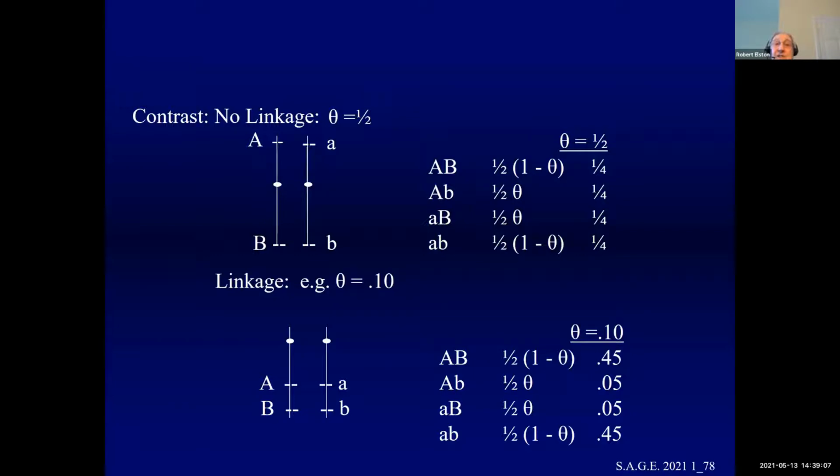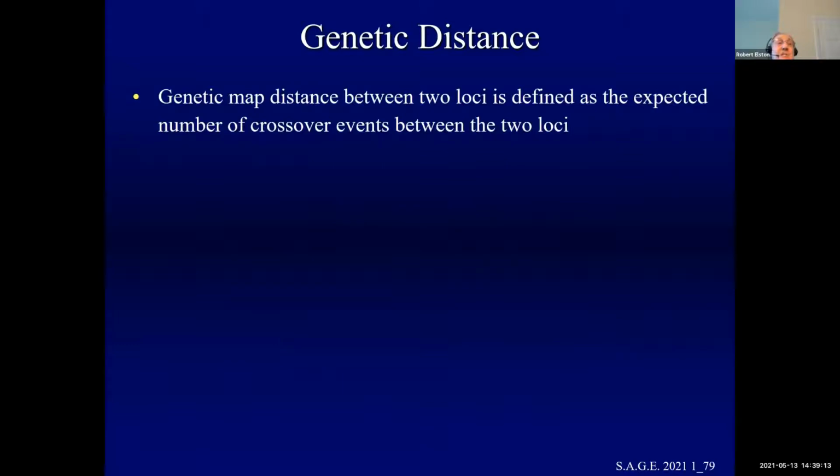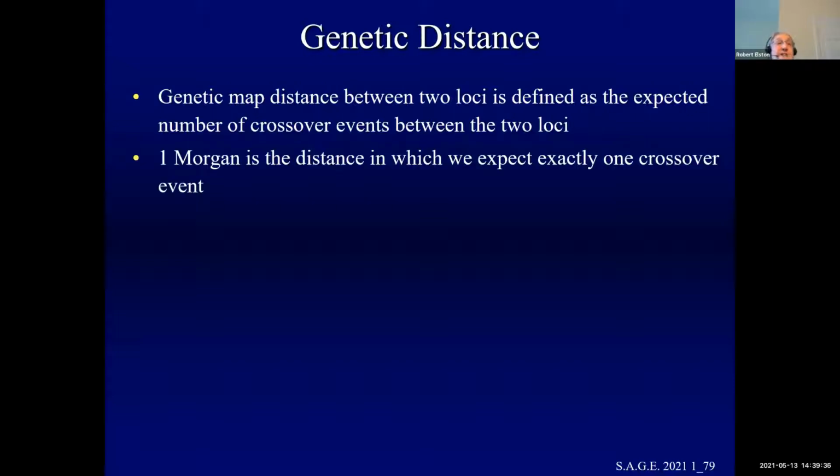Now, what is genetic distance? Well, genetic distance is basically you make up a genetic map, and a genetic map distance between two loci is defined as the expected number of crossover events between the two loci. It's not the expected number of recombinations, it's the expected number of crossover events. That's the genetic map distance. So 1 Morgan is the distance in which we expect exactly 1 crossover event. And 1 Morgan is 100 centimorgans.